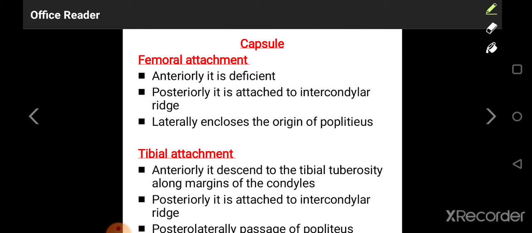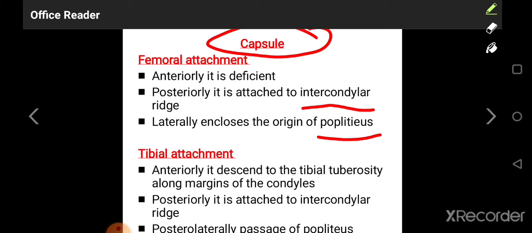First we have the fibrous capsule. It has two attachments, that is on the femur and the tibia. So first the femoral attachment. Anteriorly it is deficient and on the posterior side it is attached on the intercondylar ridge. Intercondylar ridge lies between the two femoral condyles. Laterally it encloses the origin of popliteus muscle. So these are the femoral attachments.